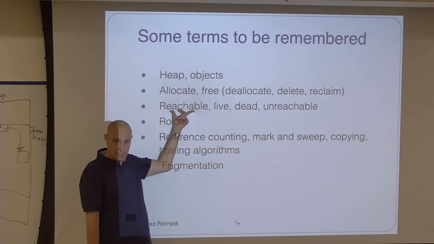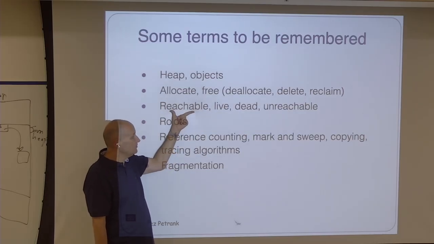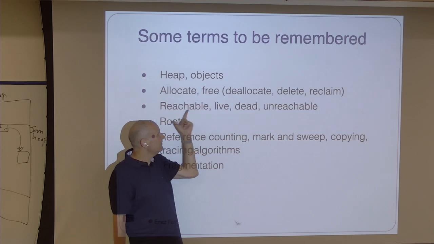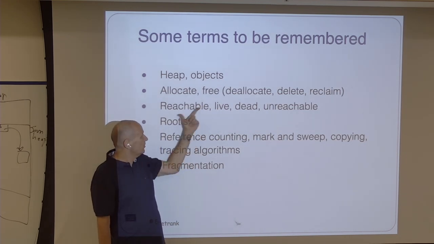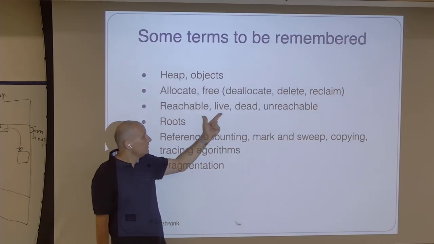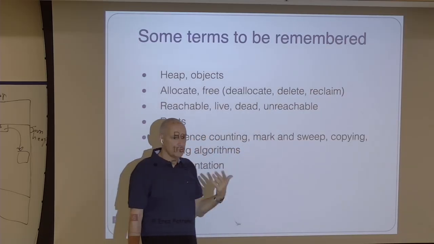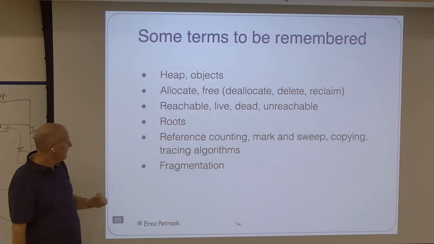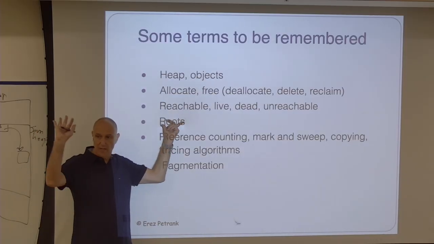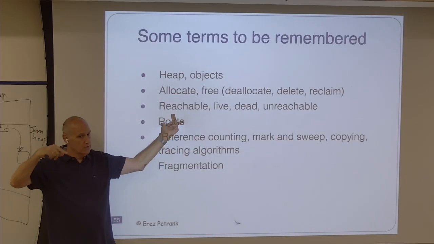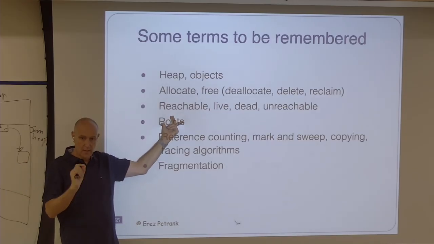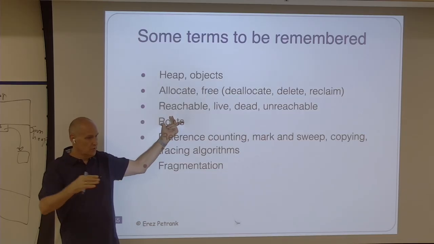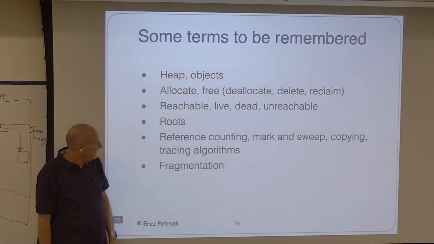Reachable, which I don't know if it's new for you or not, means reachable from the roots, and live is a synonym. It means the same for us. These are objects that we do not want to reclaim. Dead and unreachable are objects that we do want to reclaim. Roots are this abstract thing for us: what the compiler says the program can reach directly. And from it, we can reach objects in the heap.